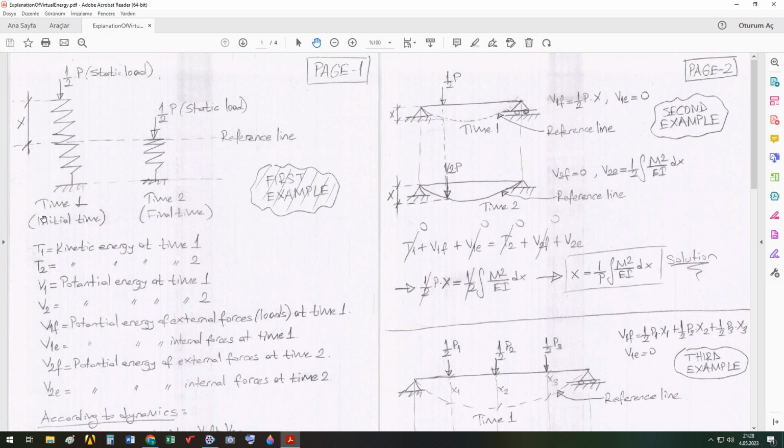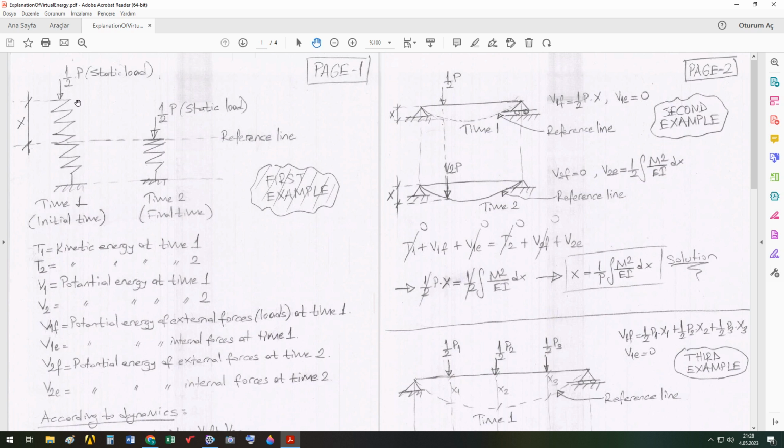Now, initially, time 1 is the initial time. Time here I mean 1 hour, 2 hours, 3 hours, but not the passing periods like 30 minutes, 15 minutes. The time moment. So time 1 is a time moment, the initial time.